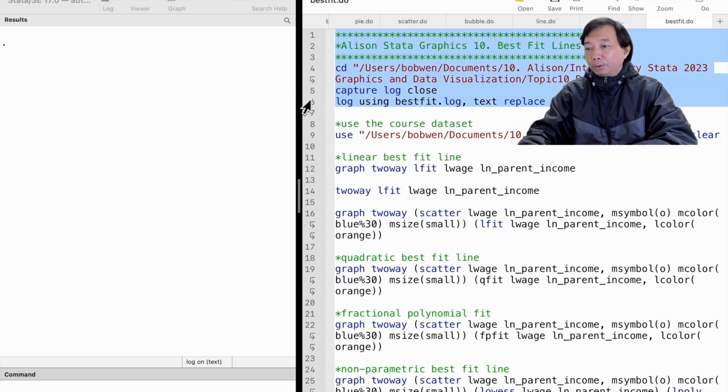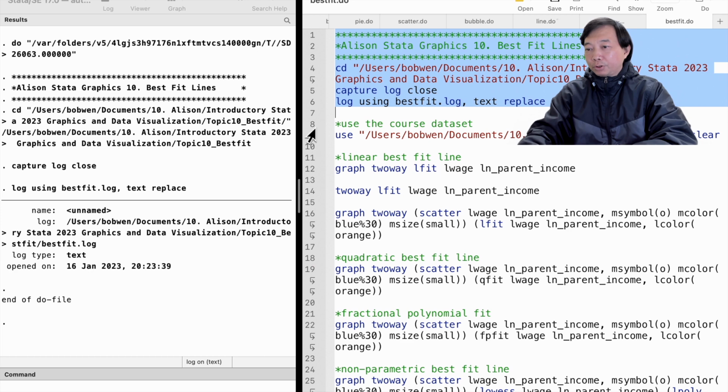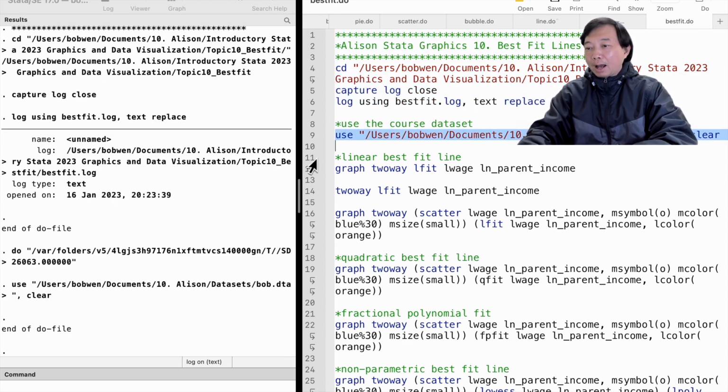Suppose we want to know the relationship between the worker's wages and the parent's income. We can scatter the log hourly wage against the log of the parent's income and overlay a linear line of best fit on the same graph. The linear best fit line comes from the prediction values from a linear OLS regression of the log of workers' wages on the log of their parent's income. We use the command lfit to do that.